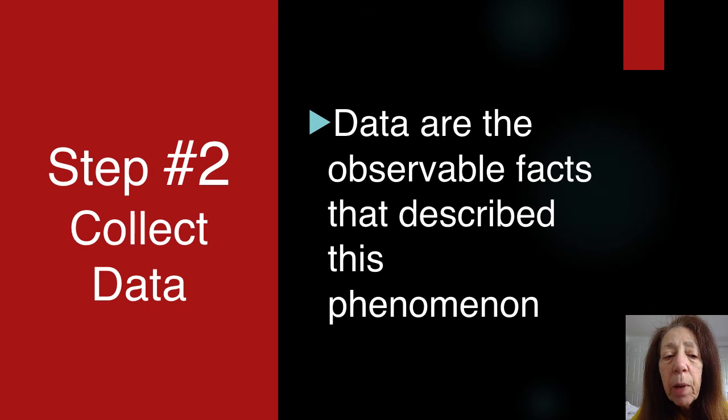Step 2 of the scientific method is to collect data. Data is the observable facts that are described in the phenomenon.